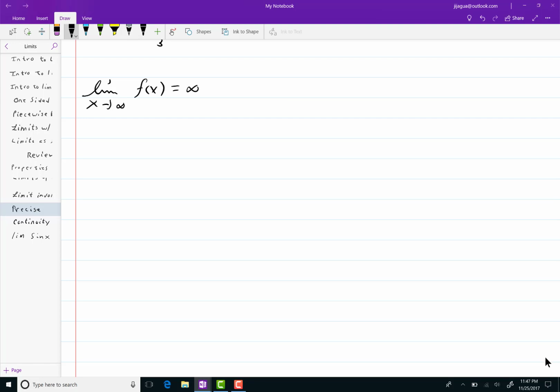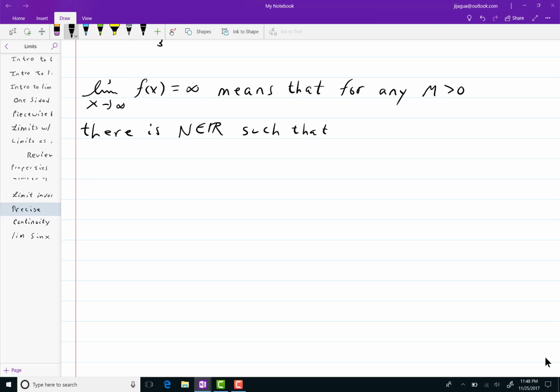This happens, or let me just say this means that for any m greater than 0, there is a real number n such that if x is greater than n, then f of x, or y, is greater than m.